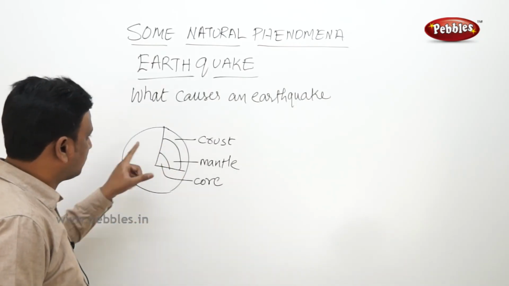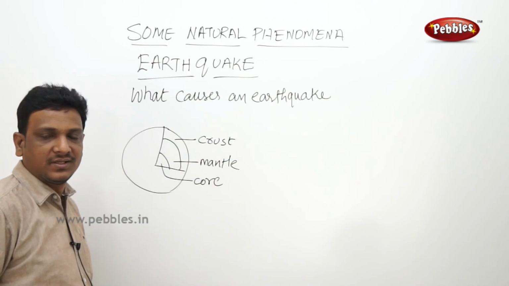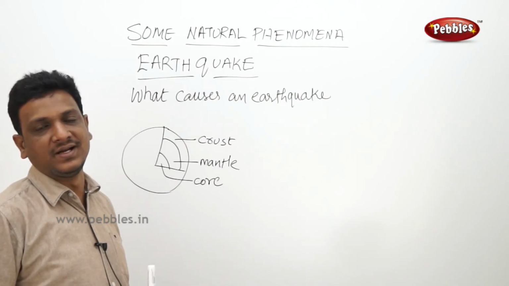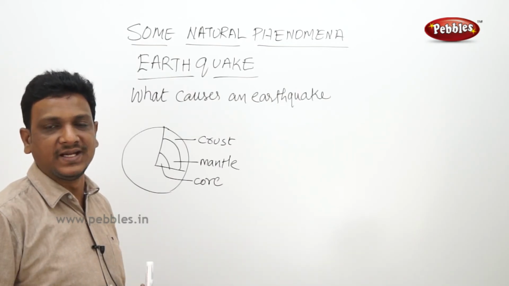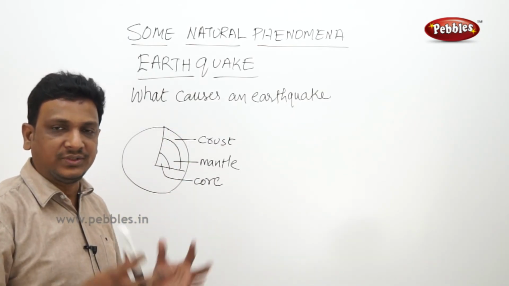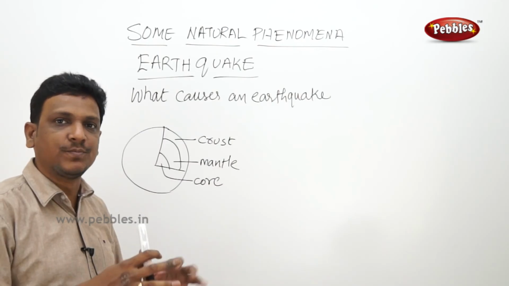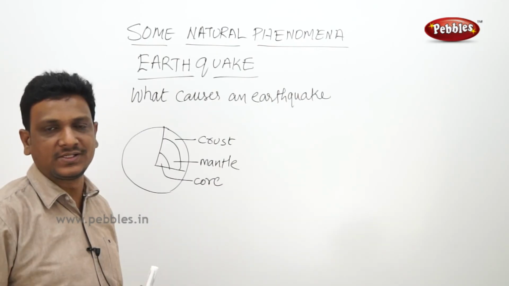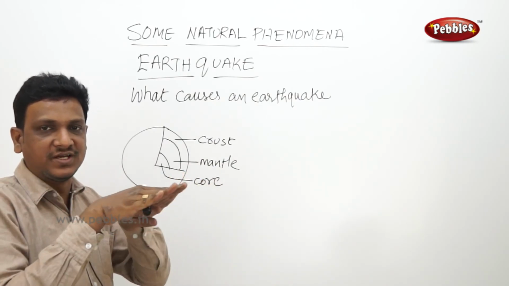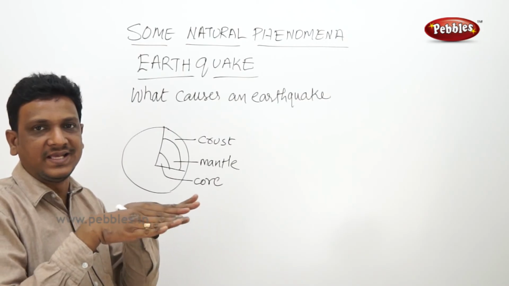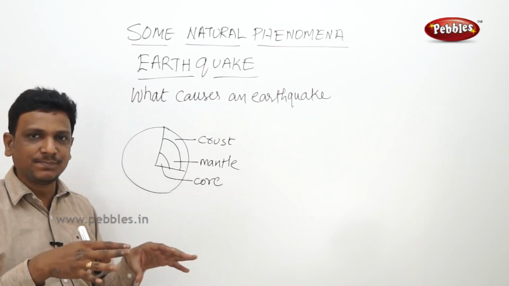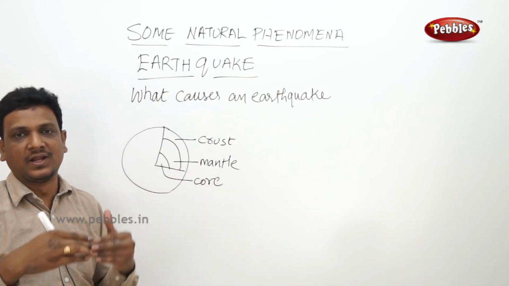The upper layer of the earth, the crust, is also not a single unit. It is made up of many segments called plates. These plates are in continuous motion, moving all the time. They will be colliding with each other, or brushing, sliding by rubbing against each other. So these plates will be brushing or colliding.